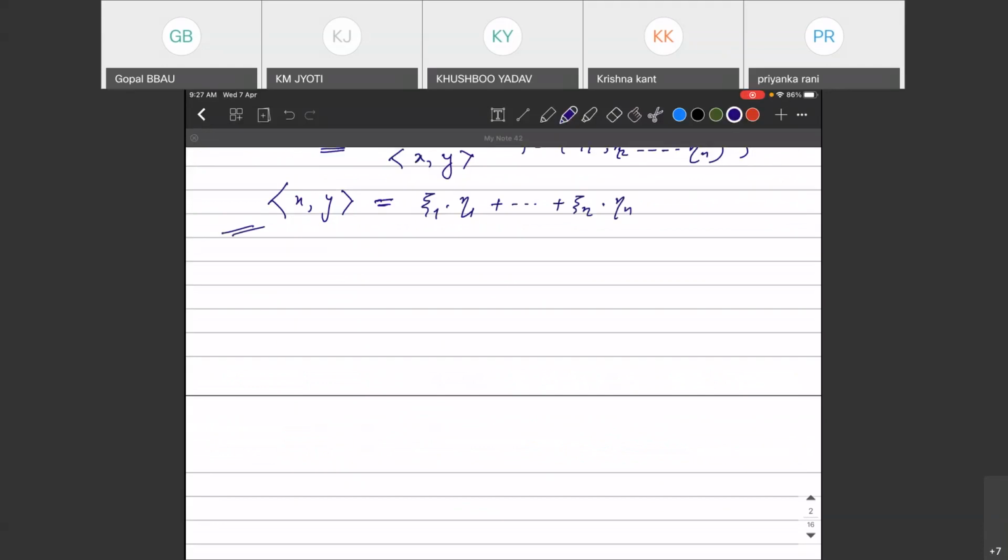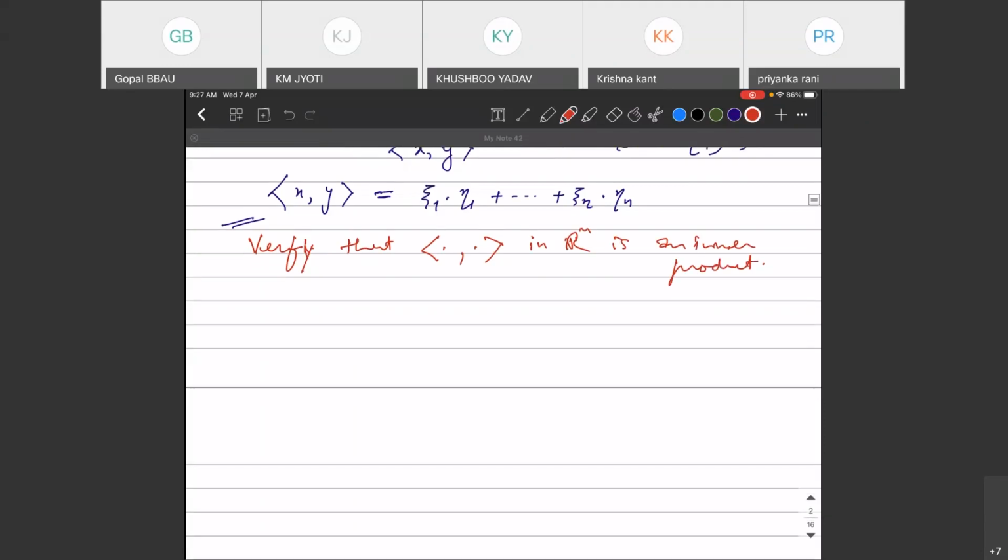But it is not the only inner product. There may exist other inner products in Rn. It is an exercise for you to verify that this x comma y in Rn is an inner product. Okay, so this is not the only one.